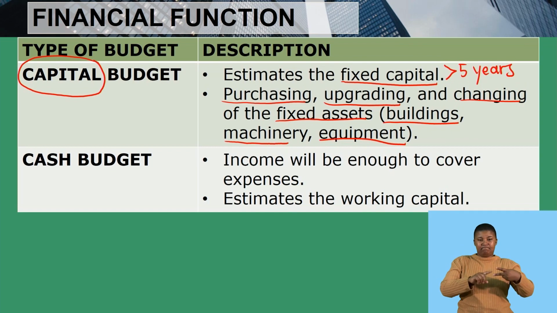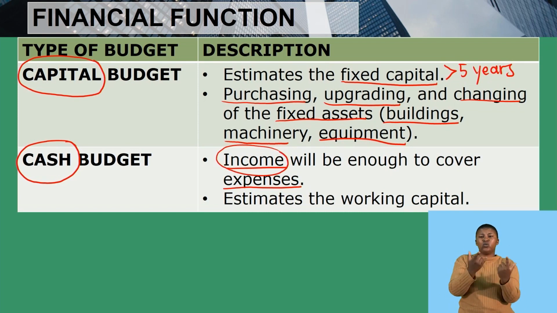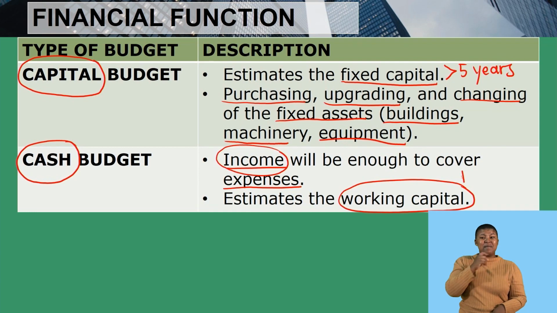The second type of budget they must make is a cash budget. And this is the money we need on a day-to-day basis. So this is the income and the expenses. So how much money do we need to cover all our expenses? It's an estimate of our working capital. So this is basically the money we need for our day-to-day. So this is the type of budgets that a financial function will set up.